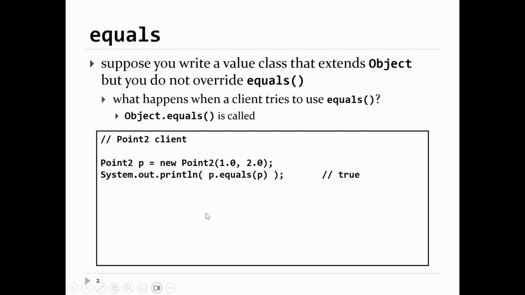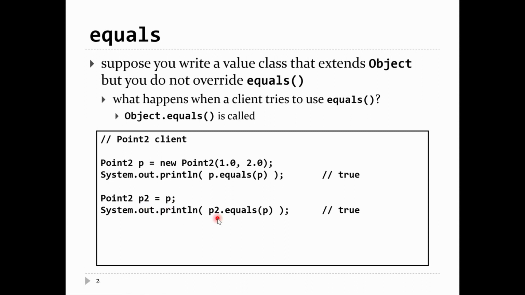So our Point2 class gets a method called equals, even though we don't have one in it yet. If you write p.equals(p), that works. That prints true, which is good. An object p should always be equal to itself. If I write something like p2 = p, and then p2.equals(p), that also prints true.